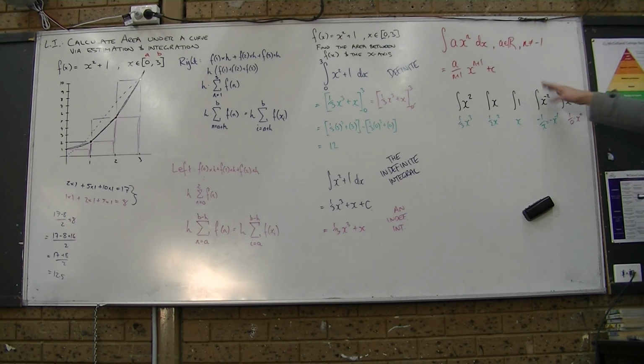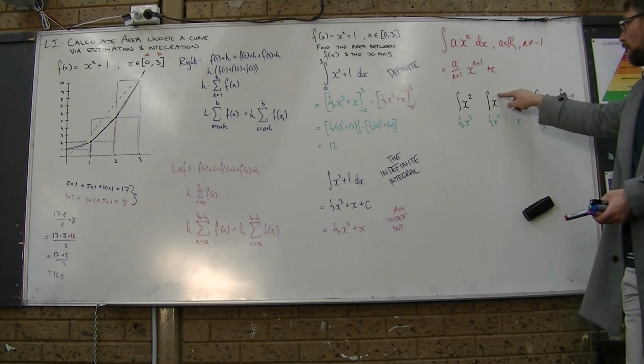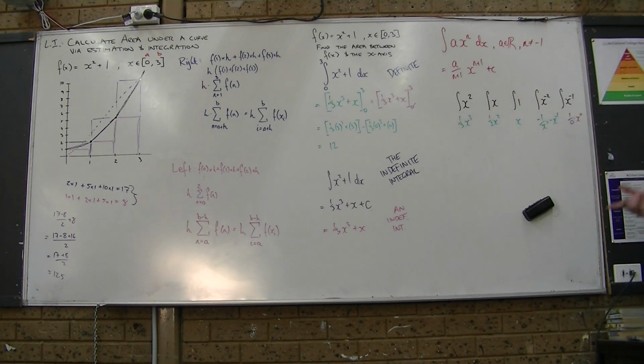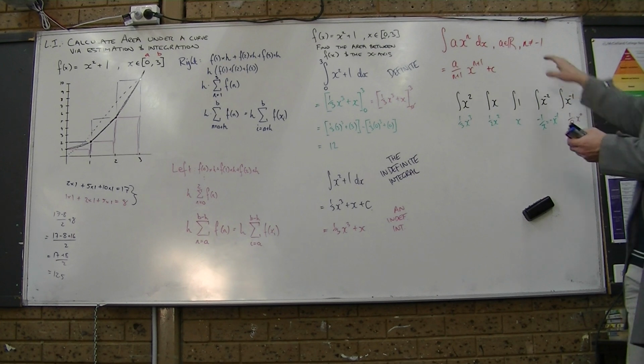Other than negative 1, is anything else going to stuff us? If I had x to the power of the square root of pi, would that stuff you up? No. It's a really terrible number, but you can still deal with it. You just add 1 to it. It's only when we land back on 0 that we get this divide by 0 problem. Cool. So that's why that exists.